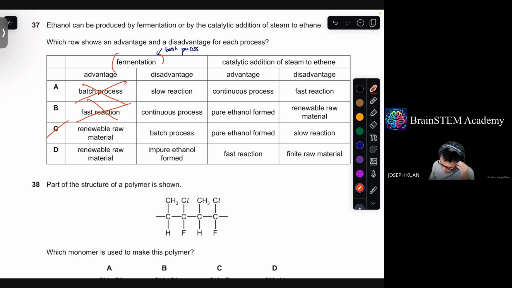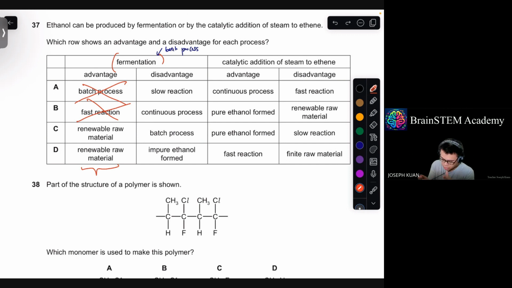Wait, hold up just a minute. I don't think it's C. Renewable, yes. These two are correct as well because you see, fermentation is a biological process. These microbes, right, they are not just producing ethanol for you. Essentially, it's their own metabolism. They may produce other byproducts. It's whatever they want. Right.